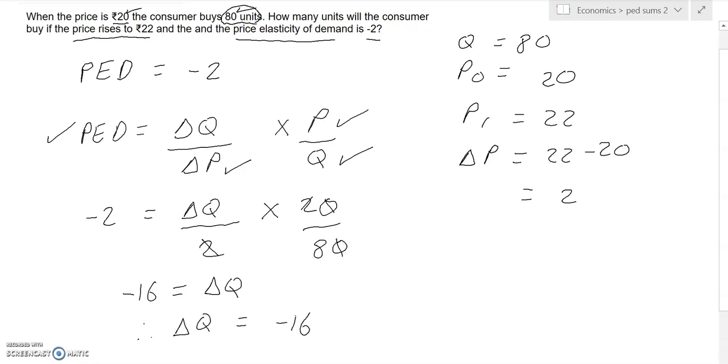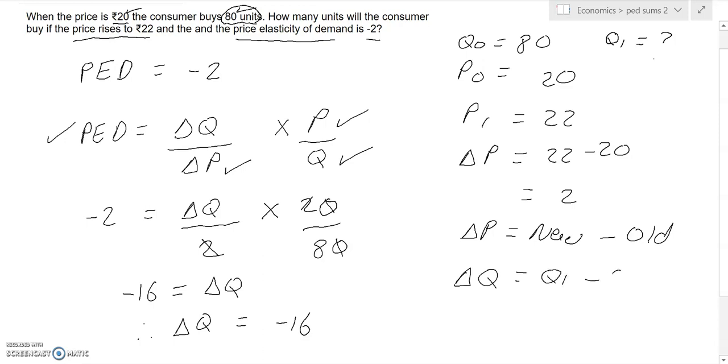Keep in mind, they have not asked us what the change in quantity is. They want to know how many units will the consumer buy. That means if Q0 is 80, they're asking us what is Q1, which we do not know. Now, when we were calculating change in price, we took new minus old. So the same way, change in quantity is equal to your new quantity minus your old quantity.